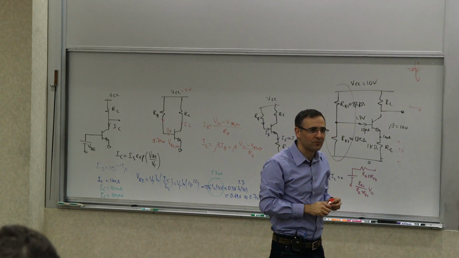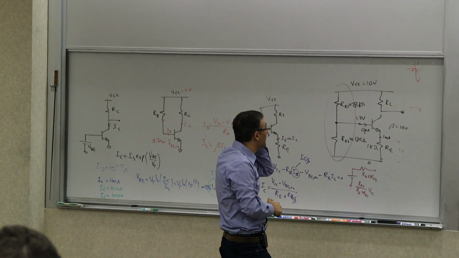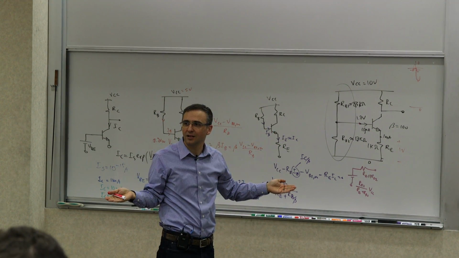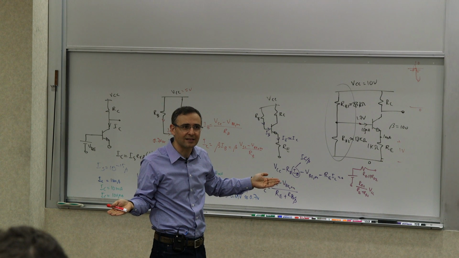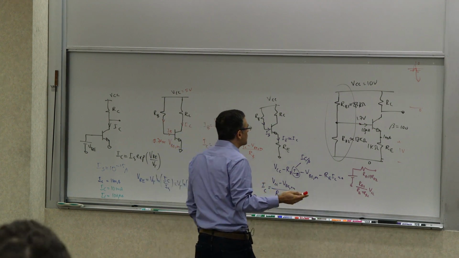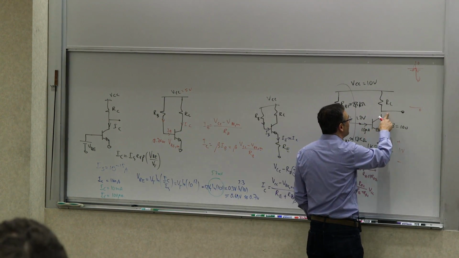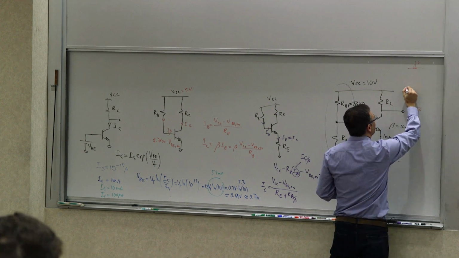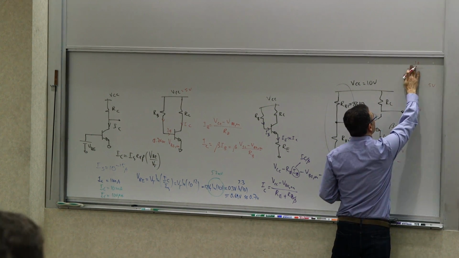right? So where do you want to ideally pick it? You want to pick it so that it has enough room on both sides to swing as much as it can. So can I pick this? What if I pick this at 5 volts? So let's say we center it at 5 volts. Would that be optimum?